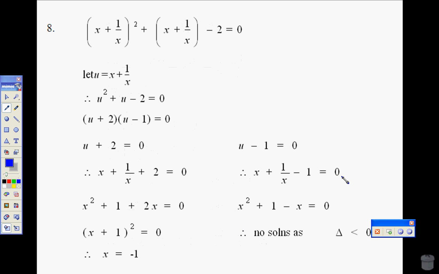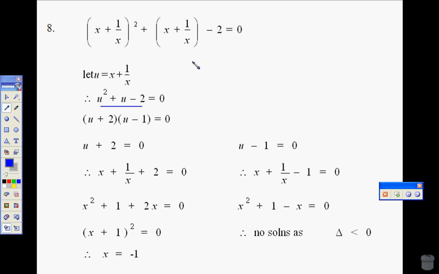This one's a little bit different. X plus 1 on x all squared. Now what I'm going to do is, I can see a squared there. If I can make a substitution there, I'm going to get u squared plus u minus 2 is equal to 0, because I'm going to have a substitution of u being x plus 1 on x. Makes life a little bit easier, a little bit nicer quadratic than that quadratic that we can see there. You can see x plus 1 on x becomes u.